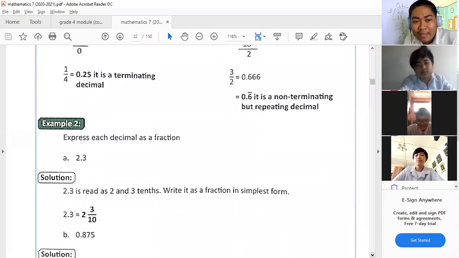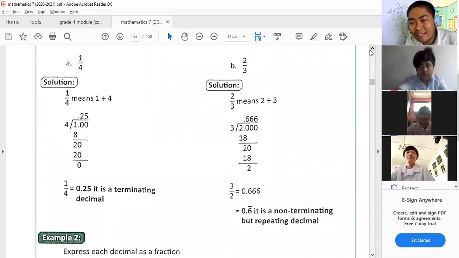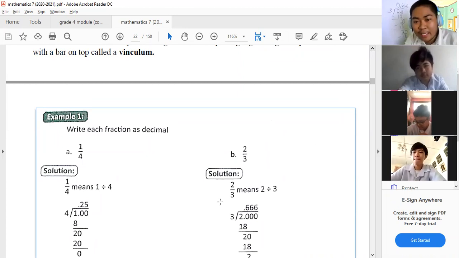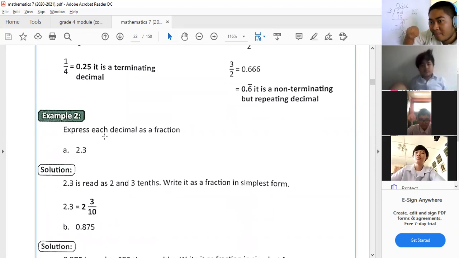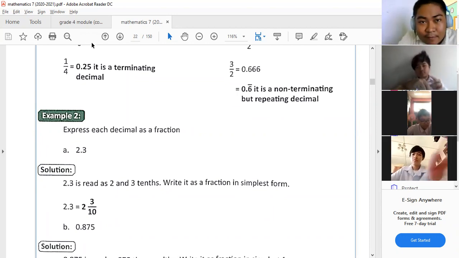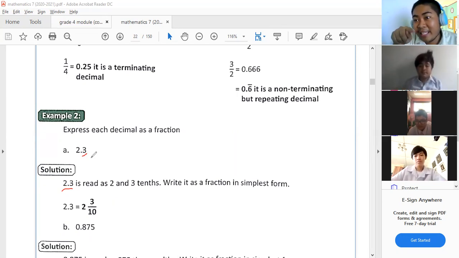So how about expressing the decimal as a fraction? Earlier it was fraction into decimal, so when we convert, you're just going to divide. How about if we express the decimal into fraction form? We'll reverse it. Our solution is, for example, 0.3 becomes 3/10. Right? After the decimal point, the place value here is tenths. With a TH, so it becomes tenths.